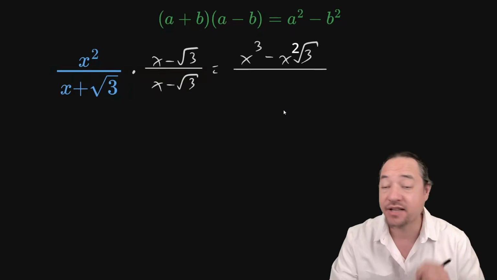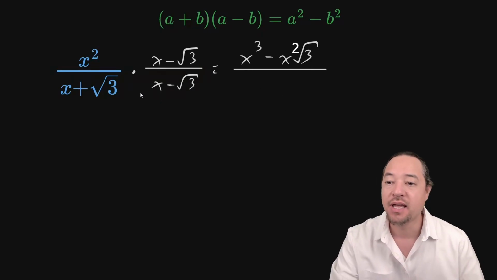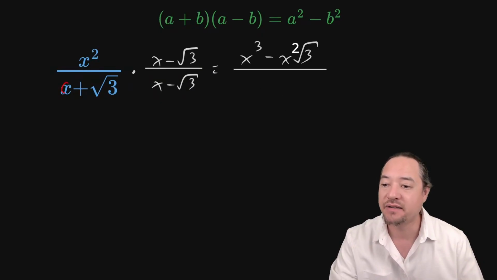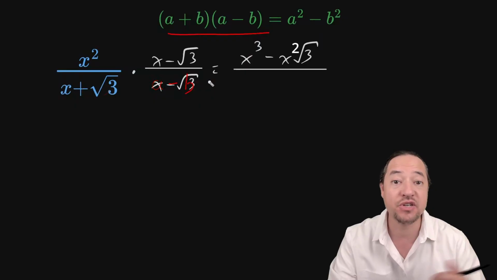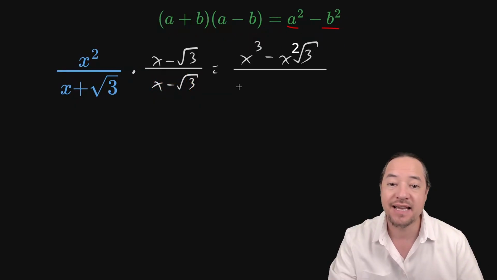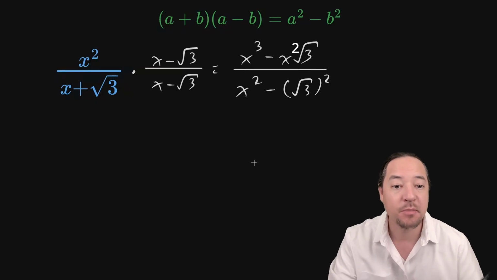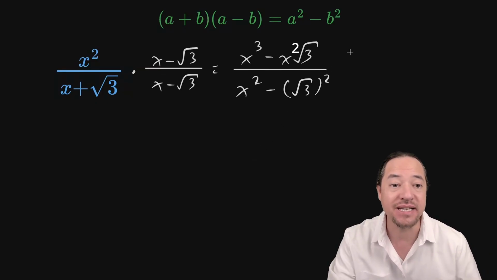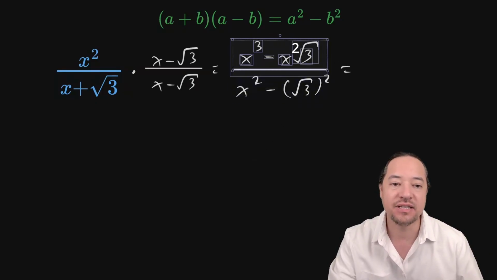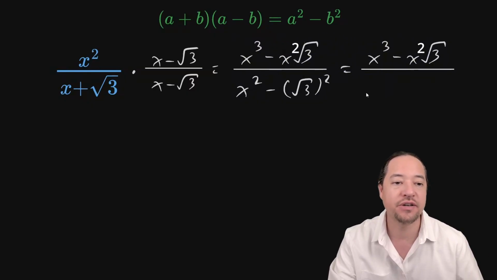But the denominator, that's where the magic happens, right? We can think of this as some kind of a plus b multiplied by an a minus b. That's why we're able to follow this special product formula here. We'll get some a squared minus b squared. So translating that into these terms, that means we'll get an x squared minus root 3 squared, just like that. But of course, root 3 squared is just 3. So what this actually equals is this numerator over x squared minus 3.